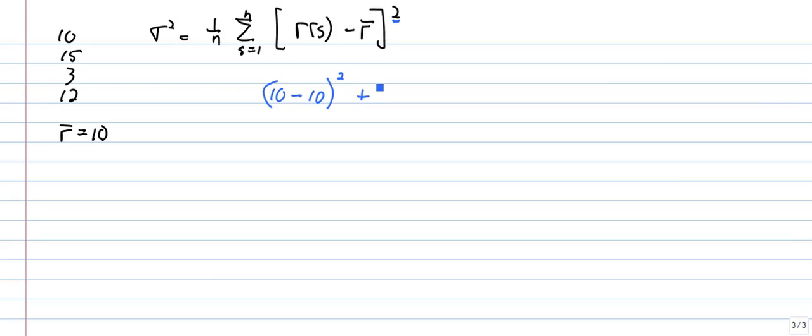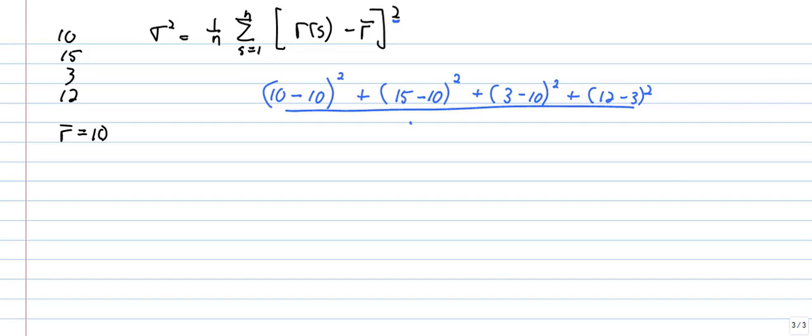Let's add that to the next one. The next one was 15 minus the mean, which is 10, squared. The next one is 3 minus 10, squared. The next one is 12 minus 10, squared. Okay? So we've done everything except the 1 over n. We can multiply all of that times 1 over n, which is the same as dividing by n.